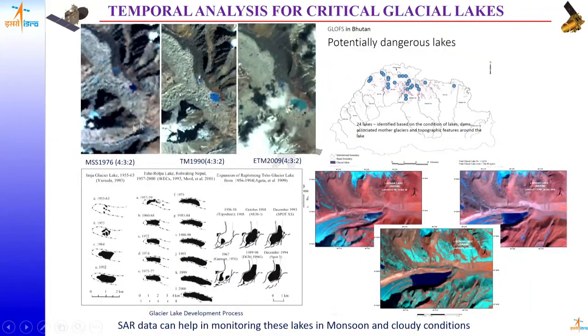So this is one example of Dhauli Ganga in the Niti Valley. Then this is the Lonak Lake in the Sikkim area, and these are the lakes in the Mount Everest complex, including Imja Tasho, and these are the dangerous lakes in the Bhutan area.